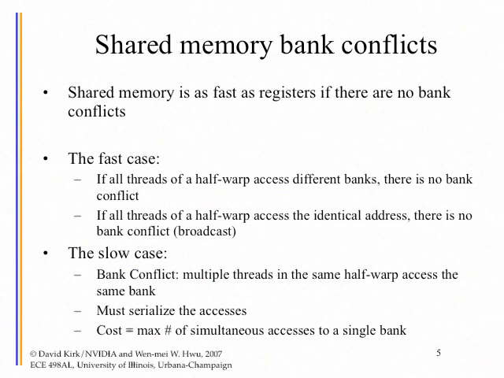The slow case is when multiple threads in the same half warp access the same bank but different locations, and now you must serialize the accesses. The cost is the maximum number of simultaneous accesses to the same bank.